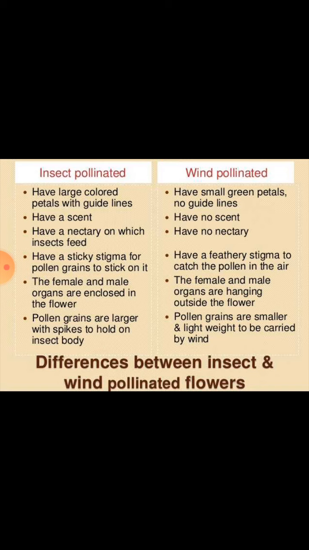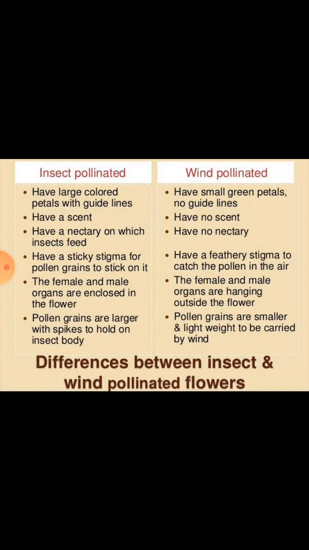Insect-pollinated flowers have large colored petals. That is why it is easy to attract insects, which transfer the pollen grains. They have a strong scent and odor when they blossom, to attract insects. They have nectaries to feed insects some food material. There is a nectar-secreting gland that helps to provide food.